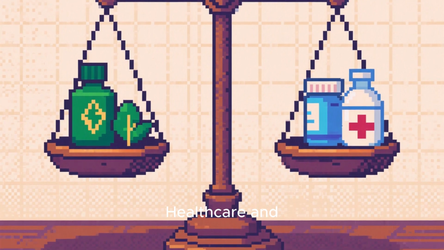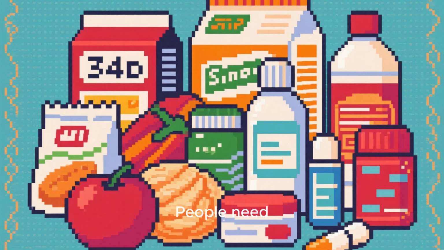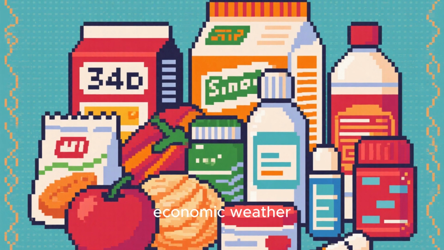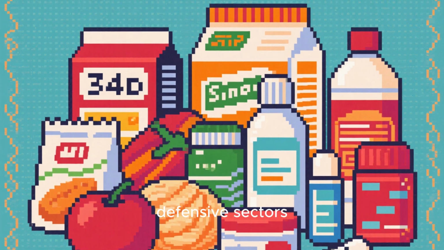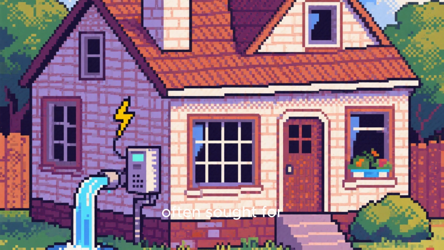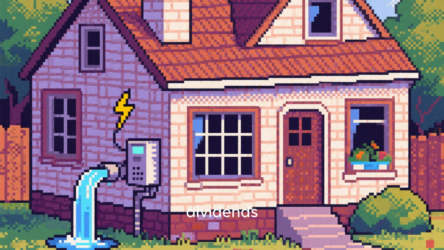Then you have healthcare and consumer staples. People need medicine, food, and household goods regardless of the economic weather, so these are called defensive sectors. Utilities are another classic defensive play, often sought for their reliable dividends.